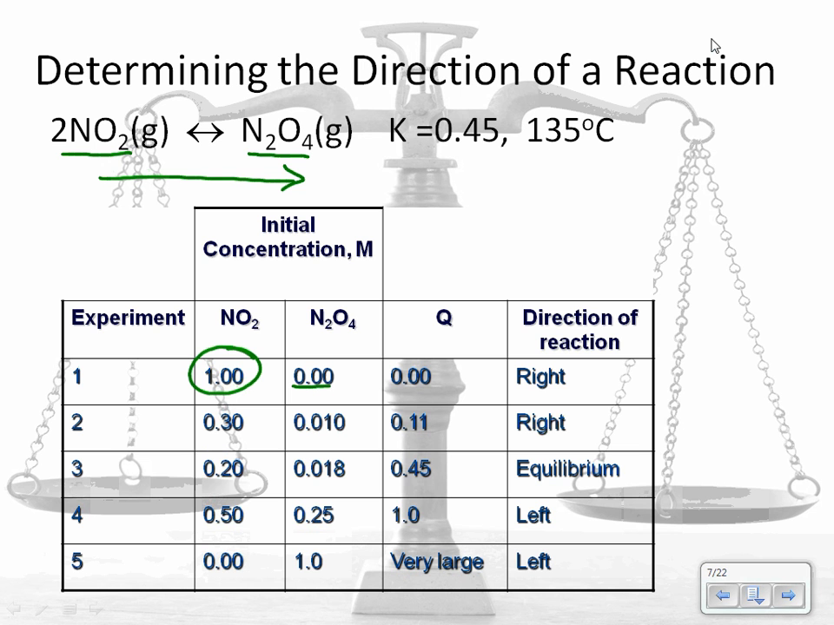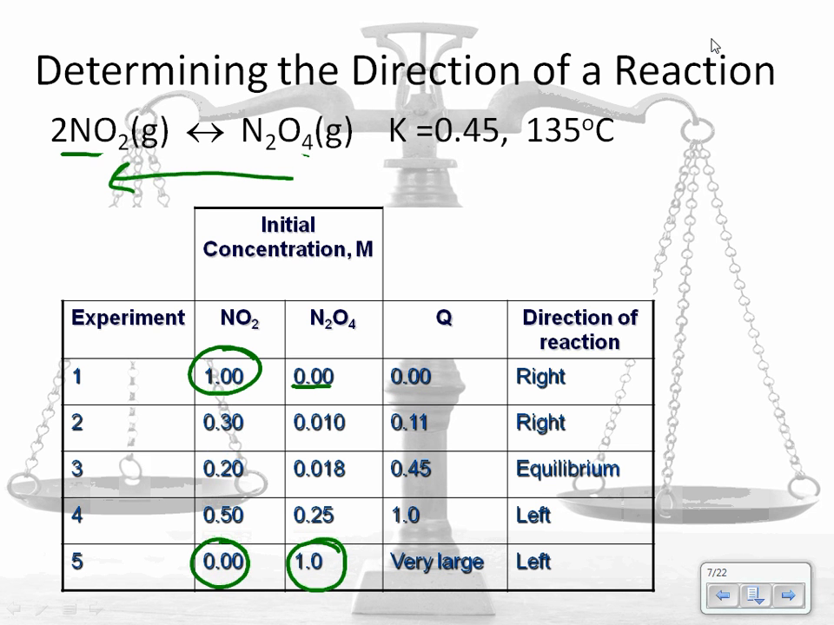Same thing with experiment number 5 at the bottom. If I start off with no NO2 and all N2O4, I've got nowhere to go but in that direction. So in both of these cases, it's been easy so far for us to predict if it's going to go right or left. The tricky part, and this is why Q comes into play, are the ones kind of in between.